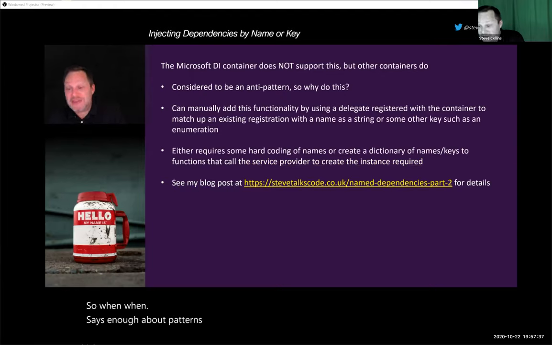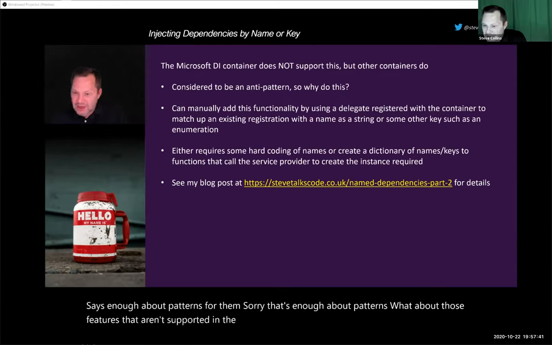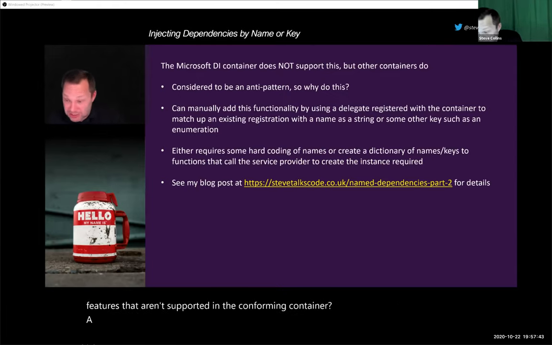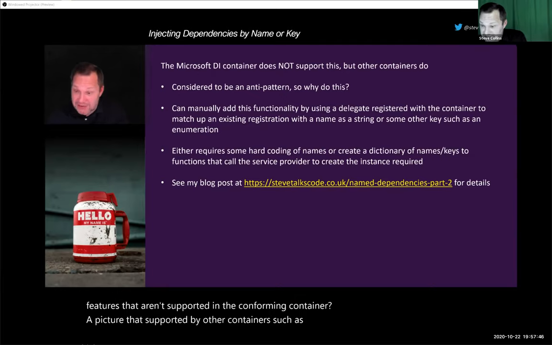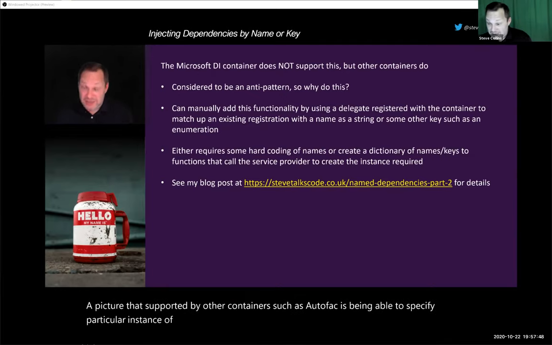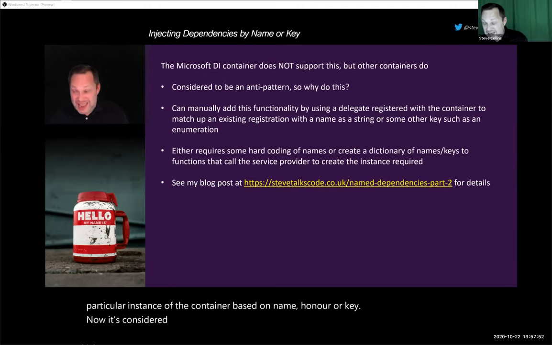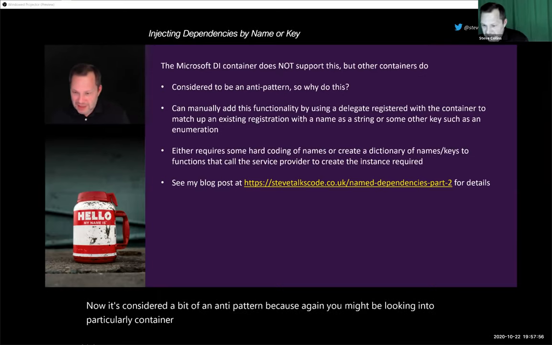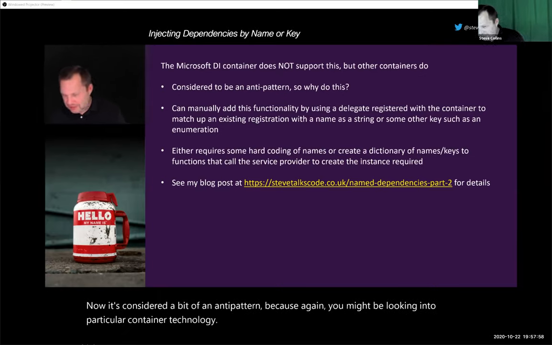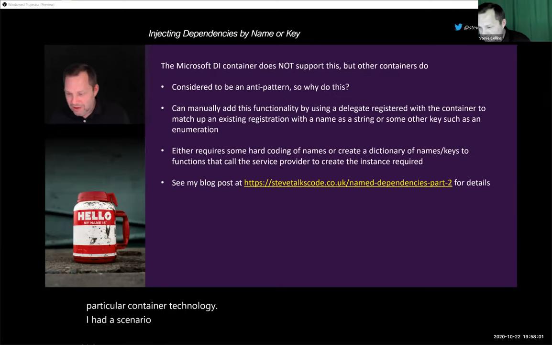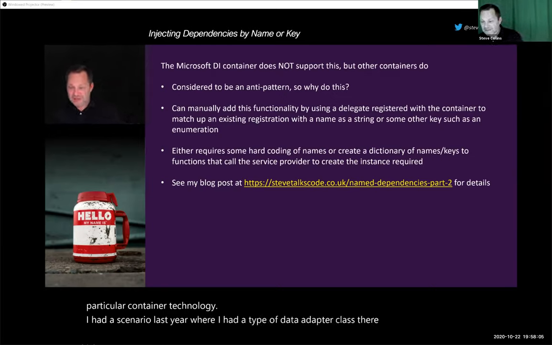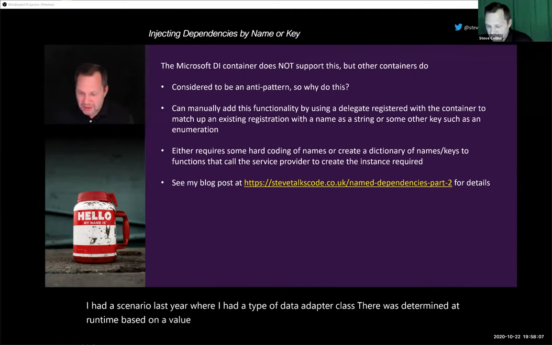That's enough about patterns. What about those features that aren't supported in the conforming container? A feature that's supported by other containers, such as Autofac, is being able to specify a particular instance of the container based on a name or a key. Now, it's considered a bit of an anti-pattern because, again, you might be locking into a particular container technology. But I had a scenario last year where I had a type of data adapter class that was determined at runtime based on a value returned from the database.